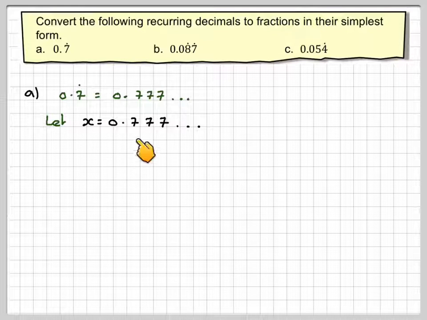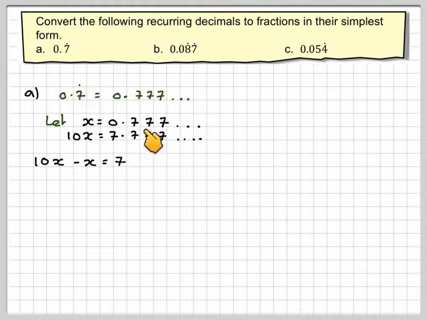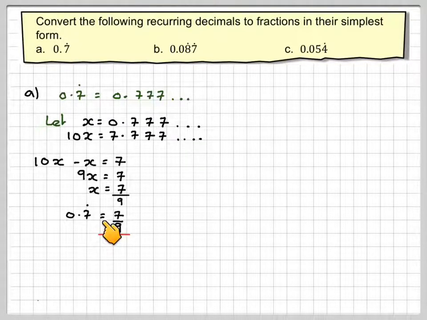What we do is we try and multiply that by 10. What that has the effect of doing is creating 7.7777. Remember, x is what we're trying to find because x was equal to the recurring decimal. So if we now do a subtraction, 10x minus x, then 7 minus 0 will give me 7, and all these other 7s will disappear. 10x minus x gives me 9x is equal to 7, and therefore x will be equal to 7/9, and therefore our recurring decimal, 0.7 recurring, will be equal to 7/9.